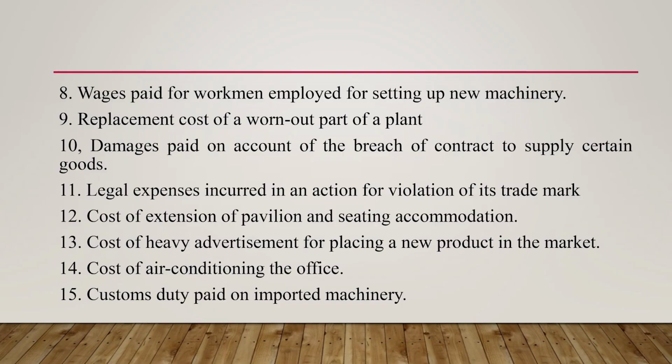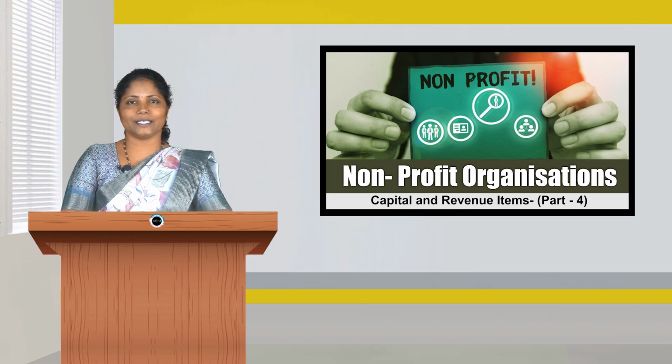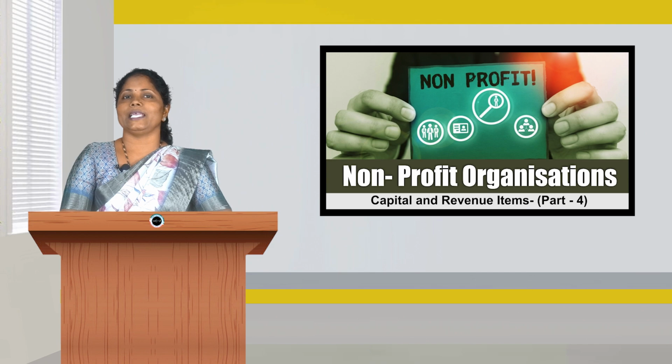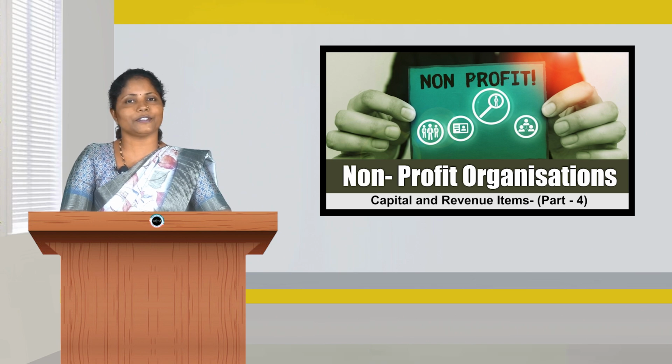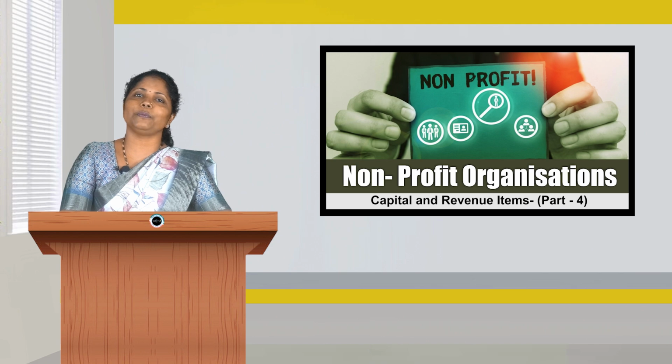The next one is wages paid for workmen employed for setting up a new machinery. What is this? Capital expenditure. Any expenses in connection with purchase and installation of any of the fixed assets will be treated as capital expenditure and to be debited to the concerned asset account.